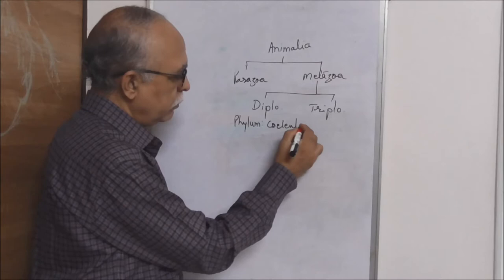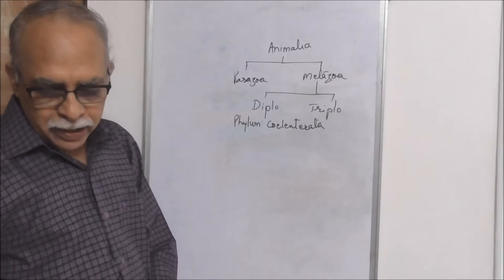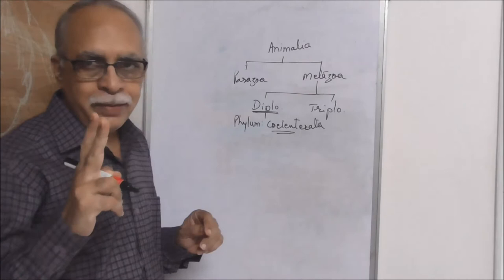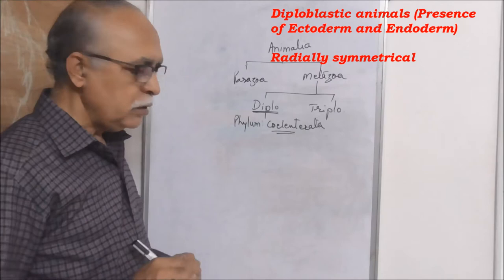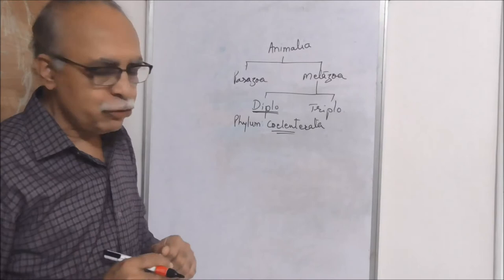Phylum Coelenterata. By looking at the name of this taxon, you would know that this comes under diploblastic, so only two germ layers would be there. Ectoderm and endoderm would be there. Mesoderm is missing or mesoderm is absent. So the symmetry this time would be radial symmetry. Diploblastic, obviously acoelomate, radially symmetrical animals.